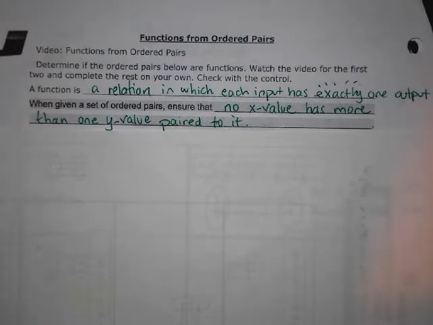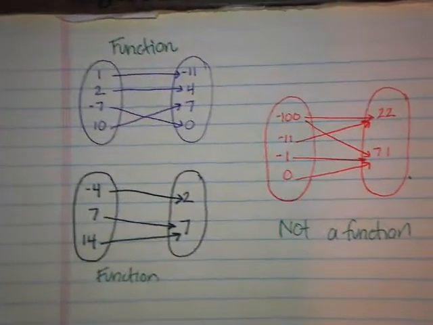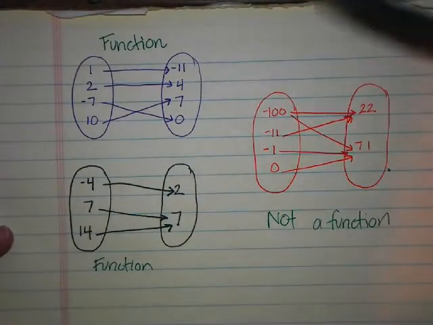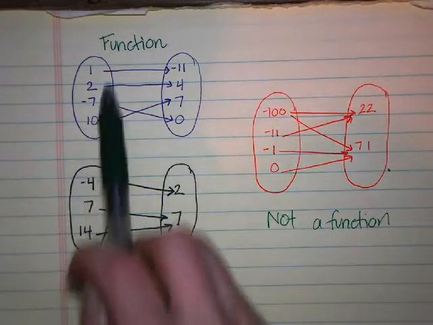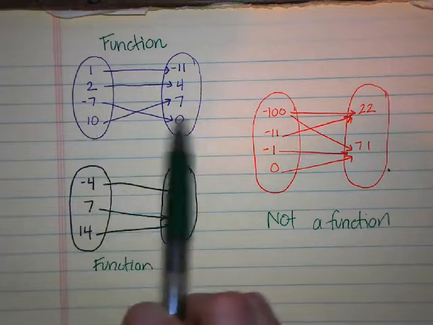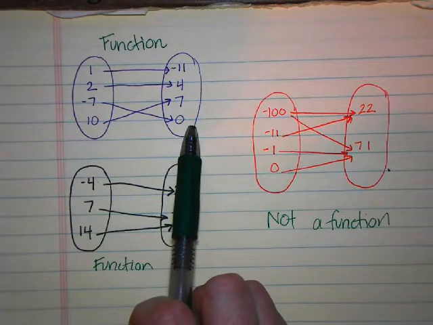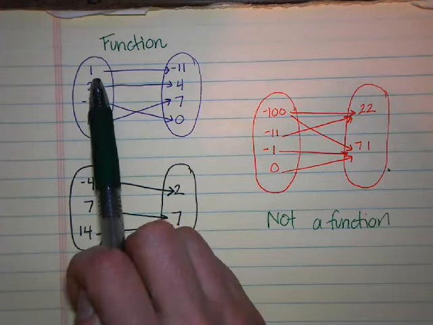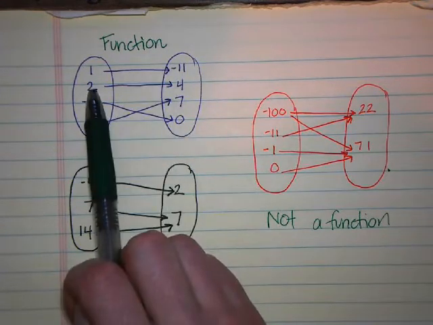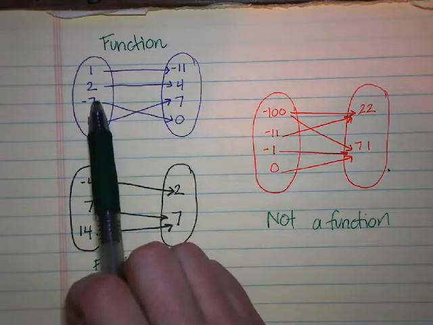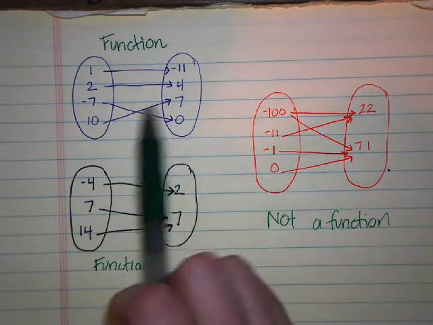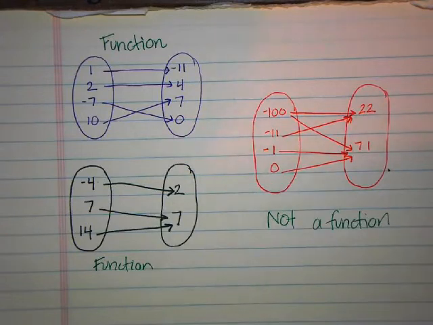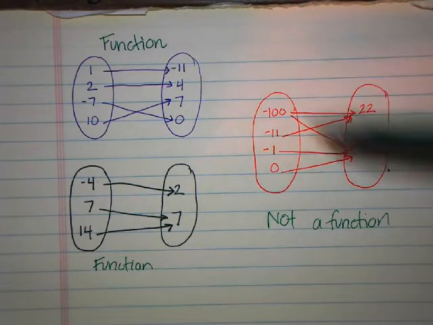Okay, let's take a look at some practice problems. Let's look at the purple set of ordered pairs first. These are our inputs, our x values, and these are our outputs, our y values. If we look at each number and follow the arrow, we notice that each input has exactly one output. The line goes to one other specific number. So this is a function.